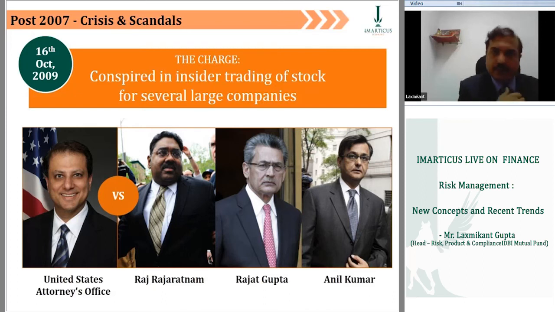This is a case of insider trading post 2007: Rajaratnam and Rajat Gupta. Rajat Gupta was on the board of Goldman Sachs, and he was connected to Rajaratnam, who was a Sri Lankan hedge fund manager. After the board meeting of Goldman Sachs, Rajat Gupta called Rajaratnam to say that Warren Buffett was about to invest a huge chunk in Goldman Sachs, and Rajaratnam traded on the basis of this undisclosed information, which led to the insider trading case.